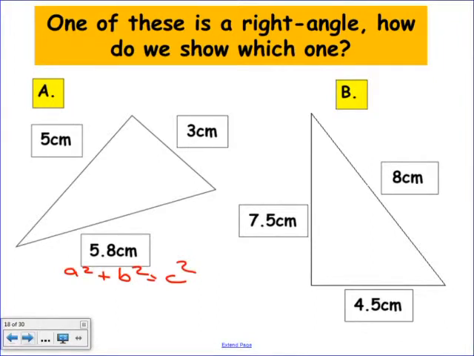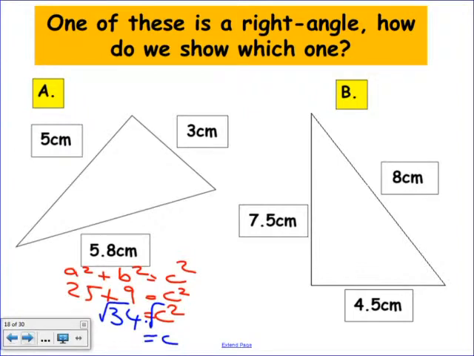So let's do it then on this one. So it'd be 5 squared, 25, plus 3 squared, 9, equals c squared. So we've got 34 equals c squared. So how do I get c on its own? Square root it. Square root both sides. So c is equal to what? What's the square root of 34?